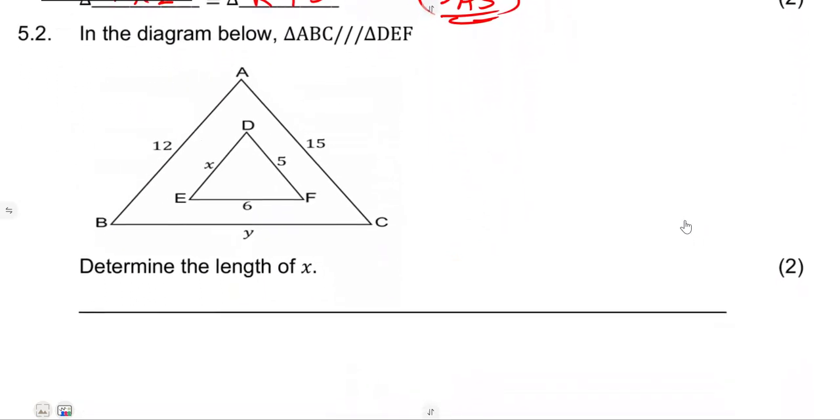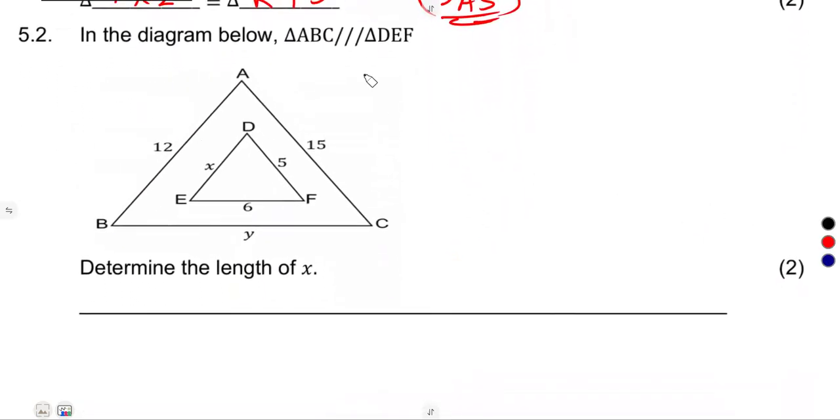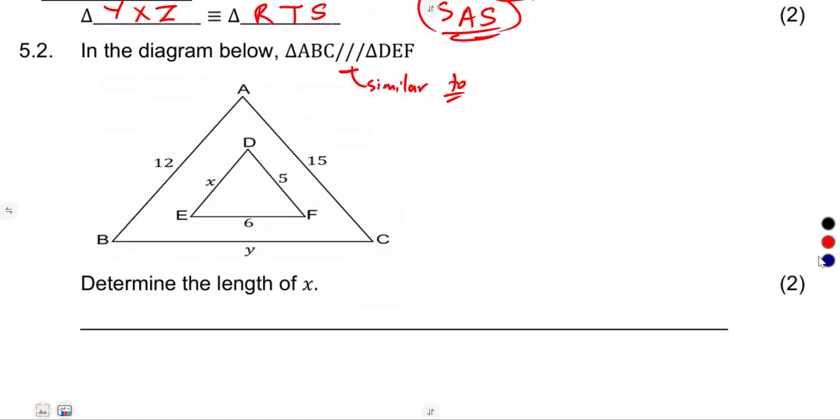In the diagram below, ABC is similar to this triangle. Determine the length of X. Remember, from similar figures, the ratio of sides is the same. Whenever we have these similar figures, we understand that the ratio of sides is equal throughout. How do you find that ratio?